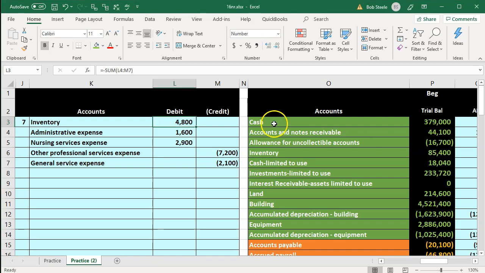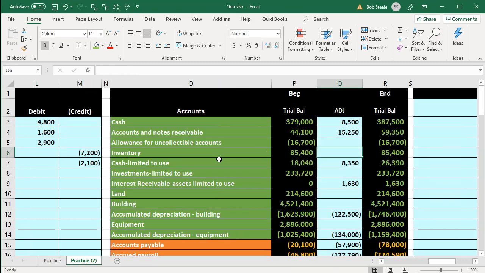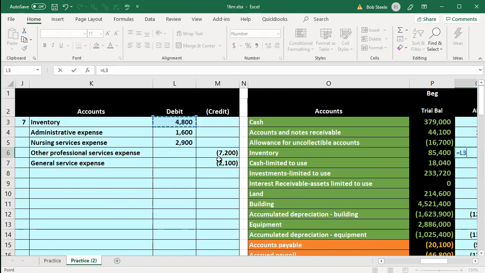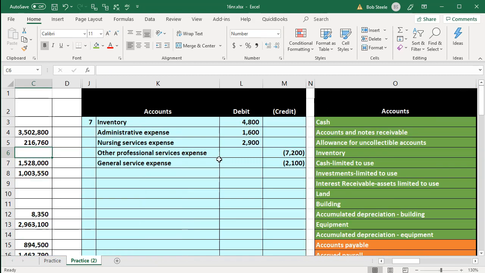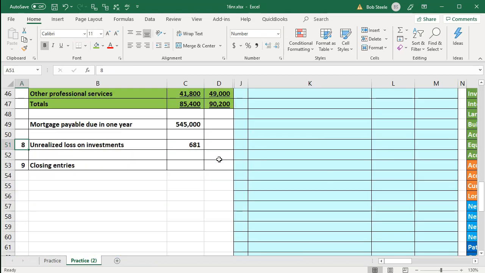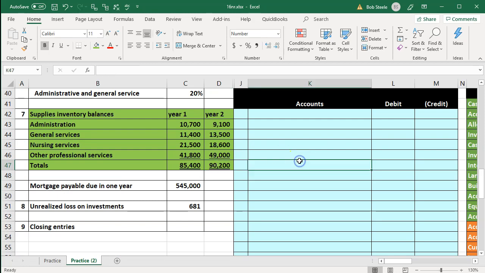Okay, so let's do this process. Let's record this out. We're going to record the inventory first. Inventory is going to be in cell Q6. Within Q6, we're going to say equals, scroll over to that 4,800 and enter. That brings this up to the 90,200. I'm going to scroll all the way back down again just so you can see that that 90,200 equals our ending balance in year 2.